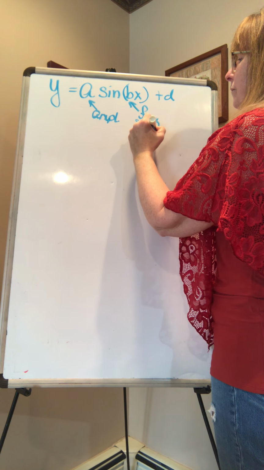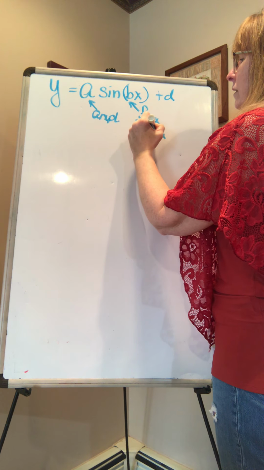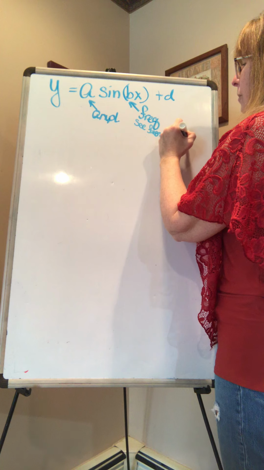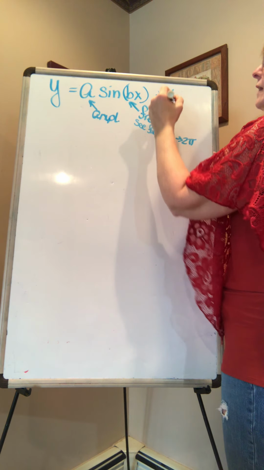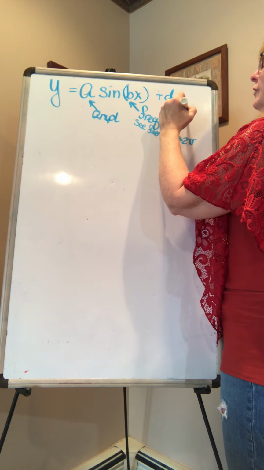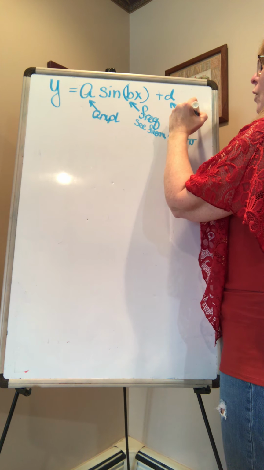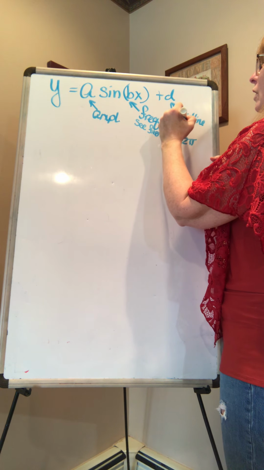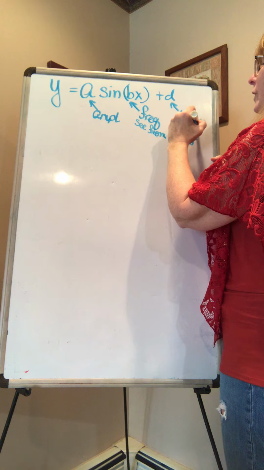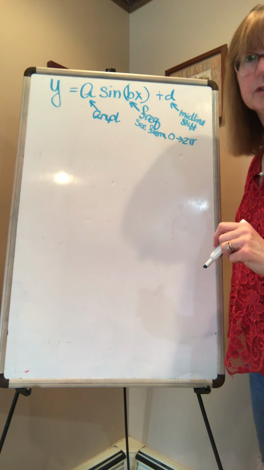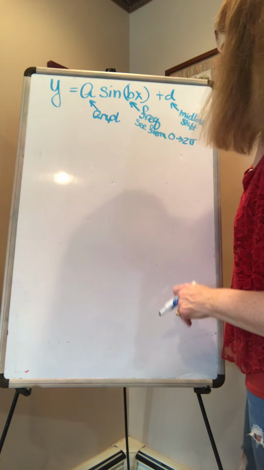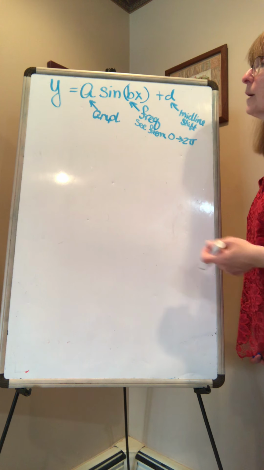And again, it's what you literally see from 0 to 2 pi. This is going to be the midline shift. And for right now, our midline is all 0. We are not shifting up or down. It's the same as a vertical shift up or down. We're not going to be shifting, but it's there.